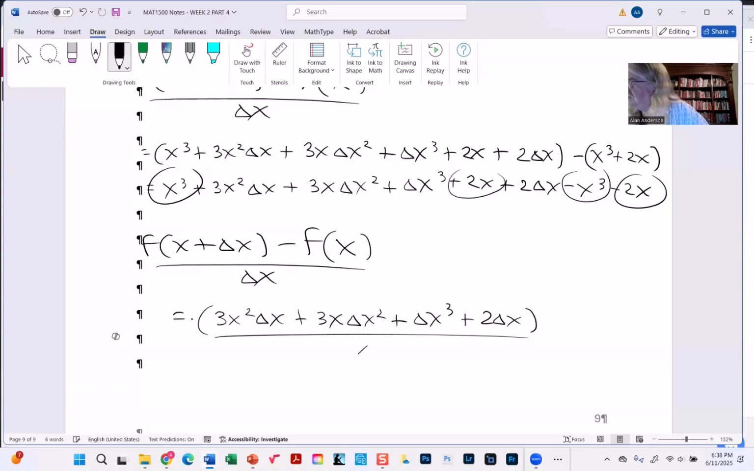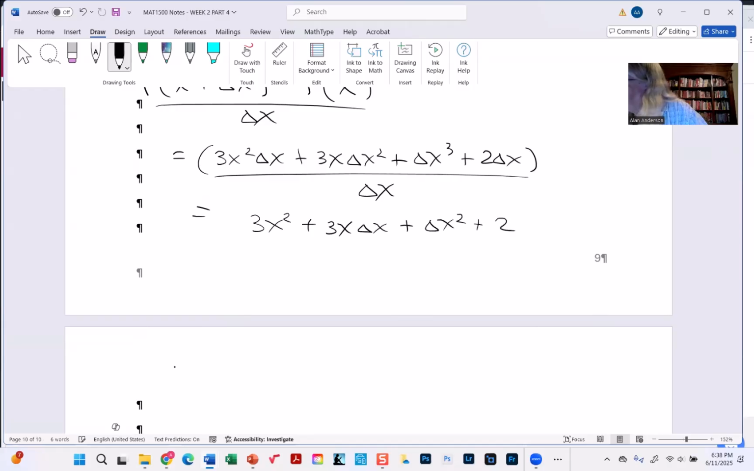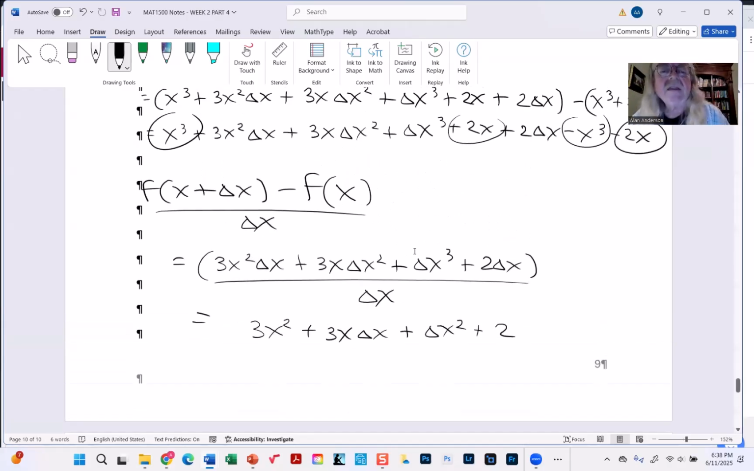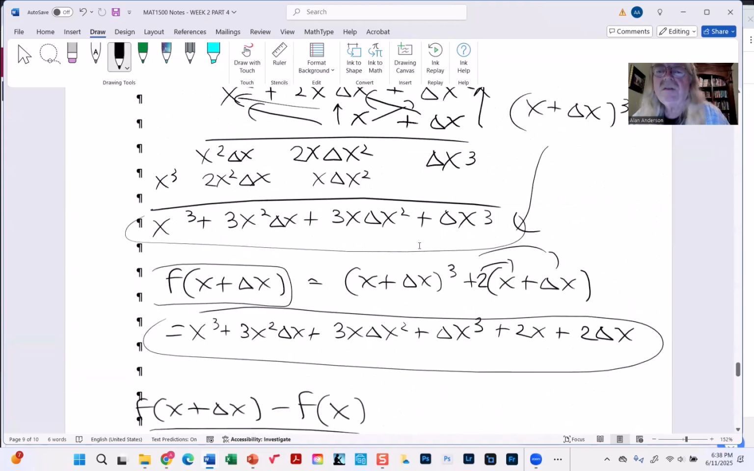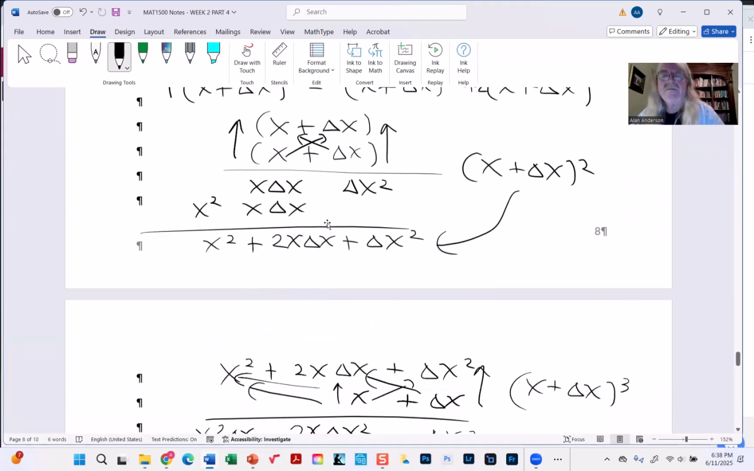the denominator is delta x. And now you can see every one of those terms in the numerator has a delta x term. So there'll be some cancellations that'll make things a little bit simpler for us. Great. So remember, what we have to do now is take the limit of this expression as delta x goes to 0.